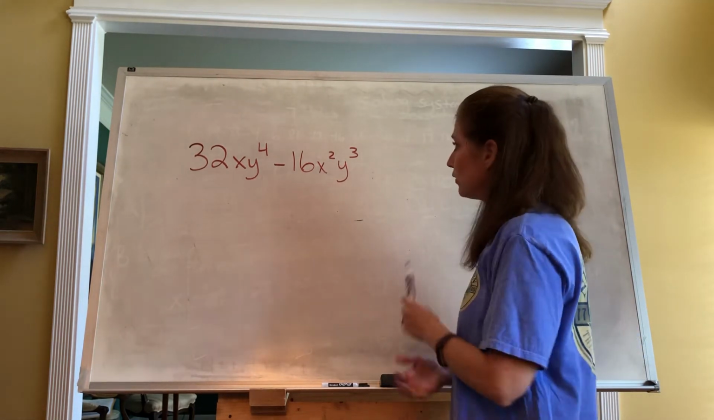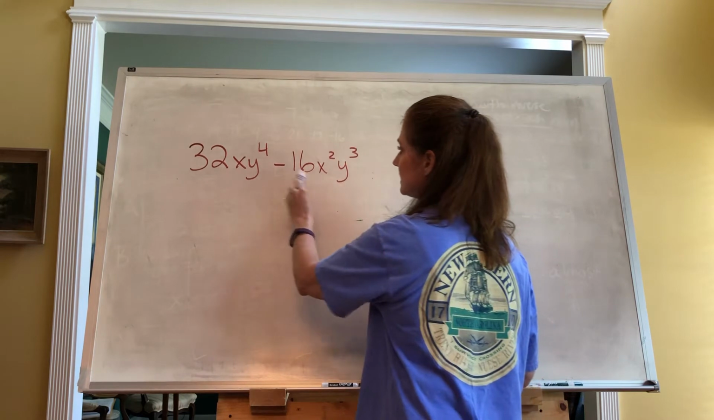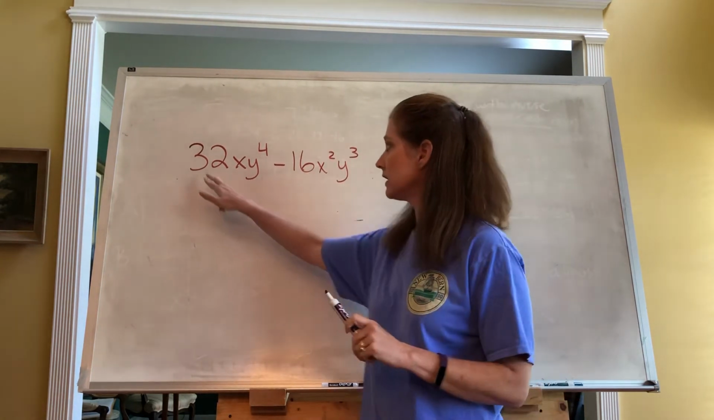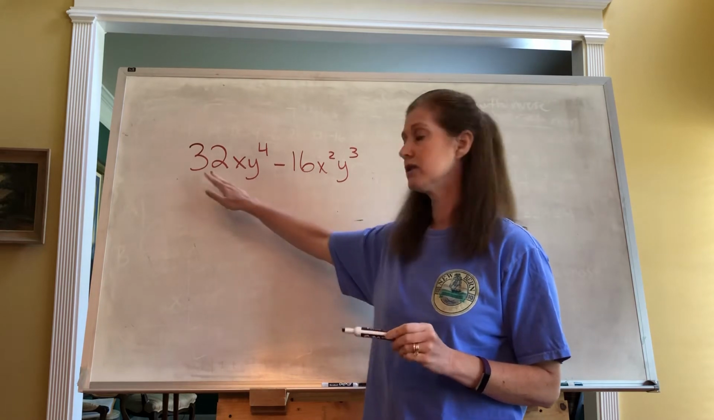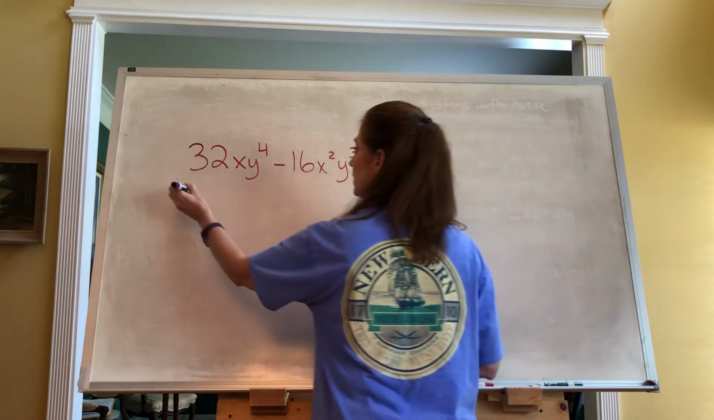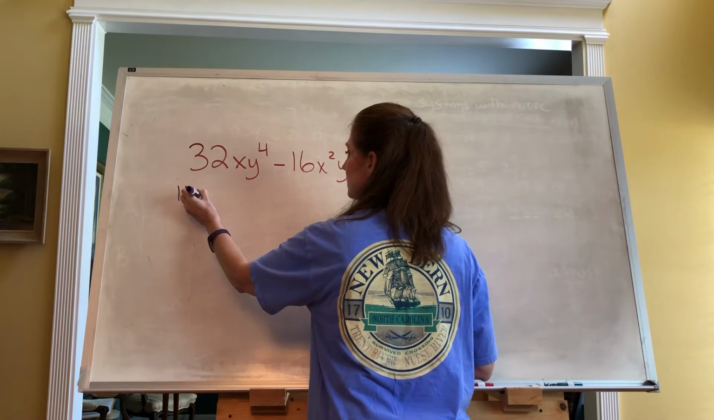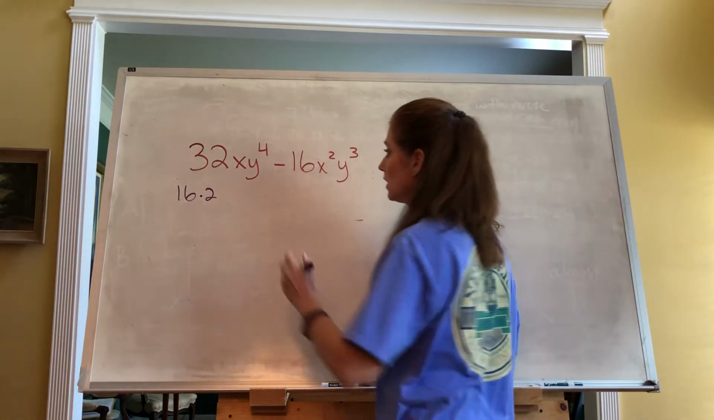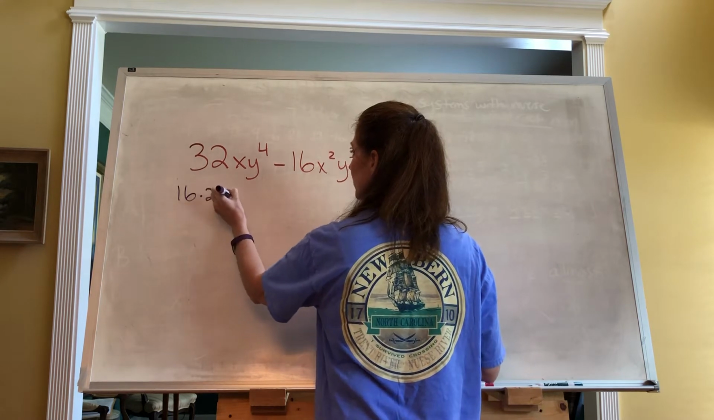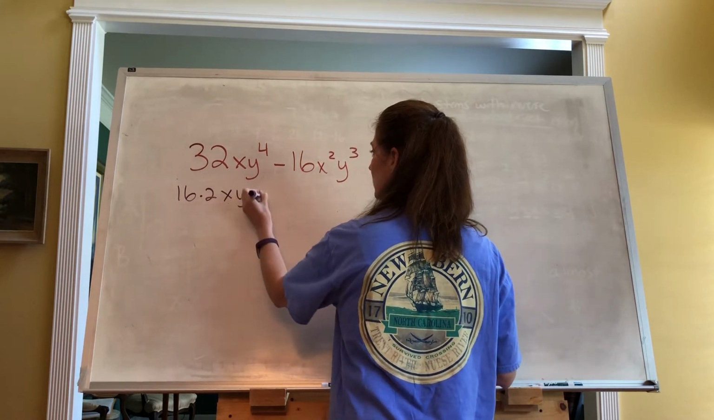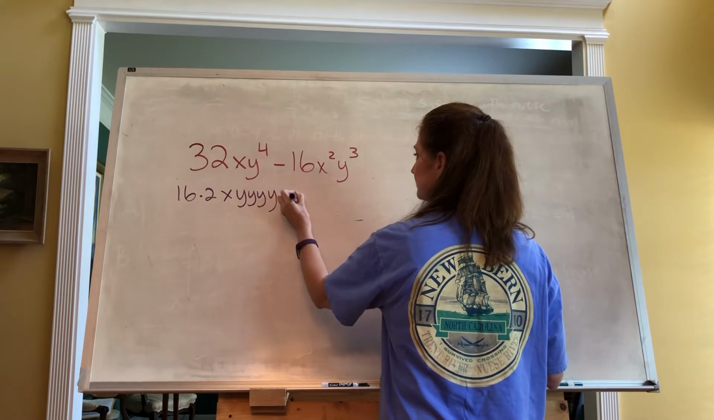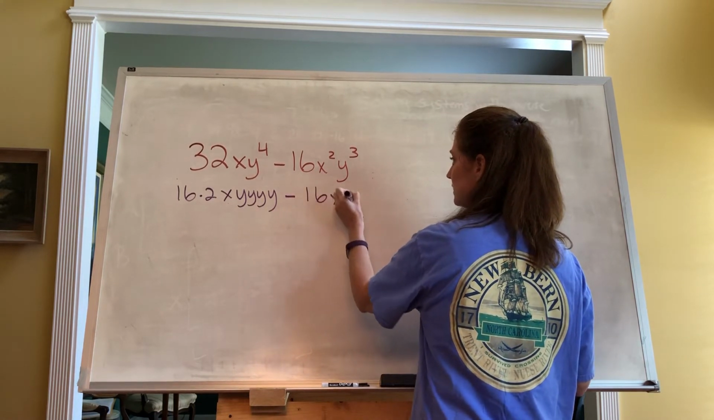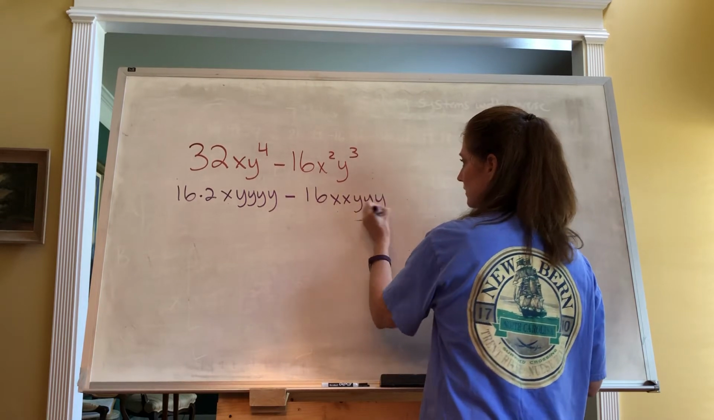again, kind of like with that 4, I can already see that 16 is the biggest number that's coming out of both of those. 16 times 2 is 32. I'm not going to break this all the way down to all those 2's. So 16 times 2, I have an x, and I have 4 y's. Two x's and 3 y's.